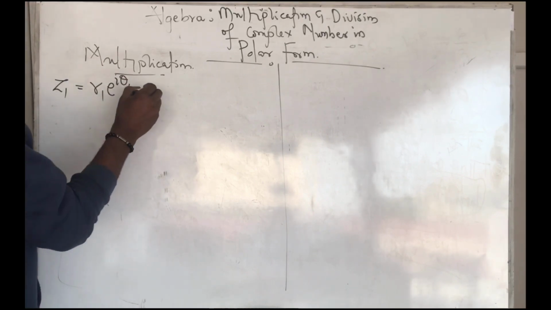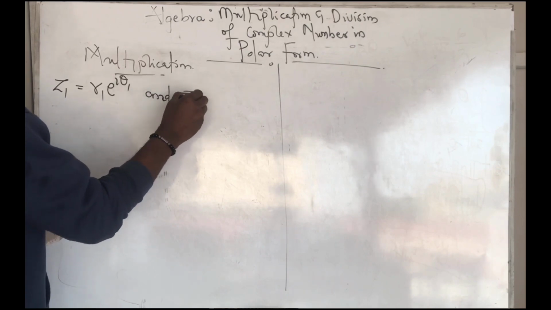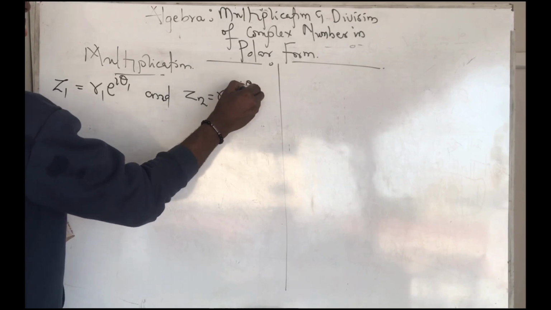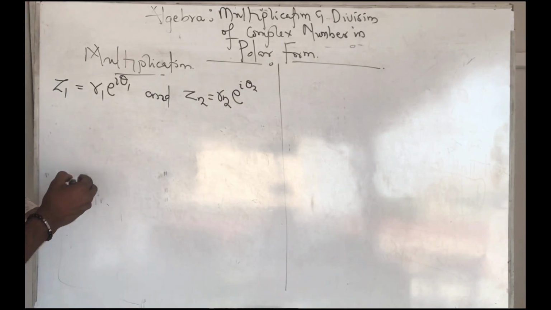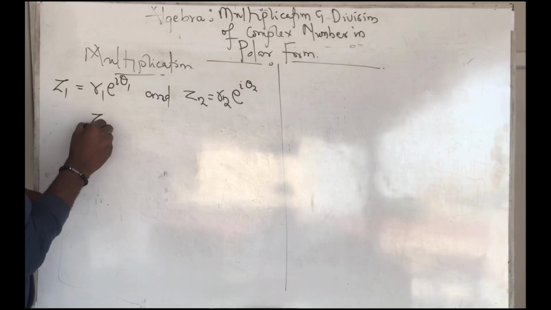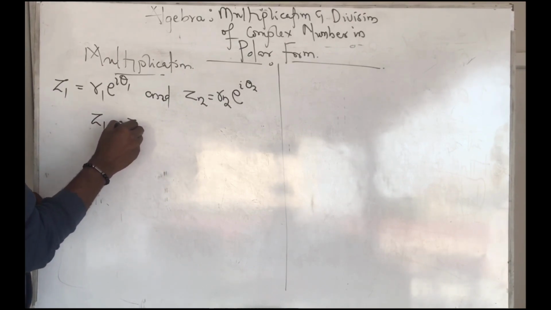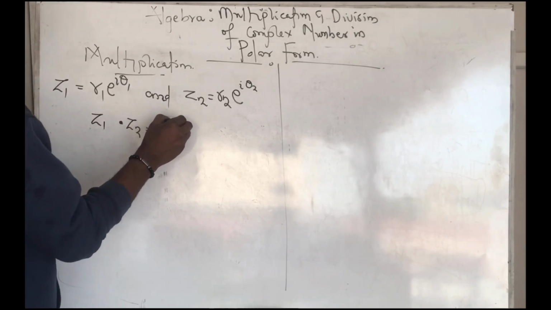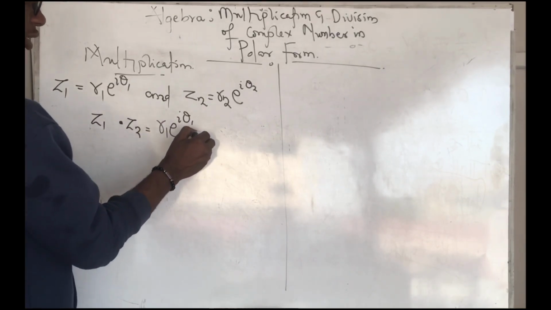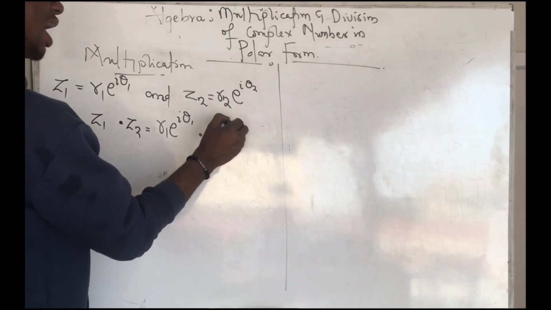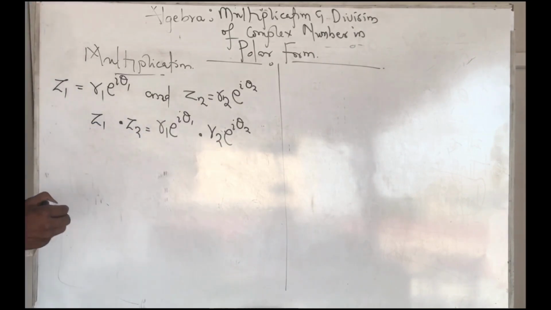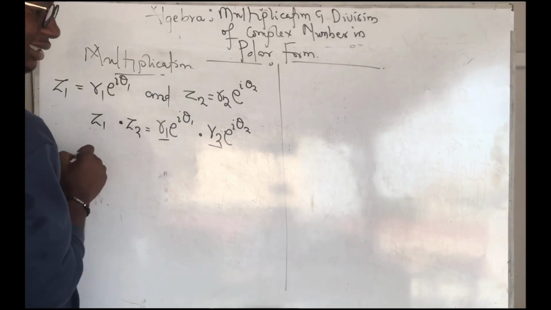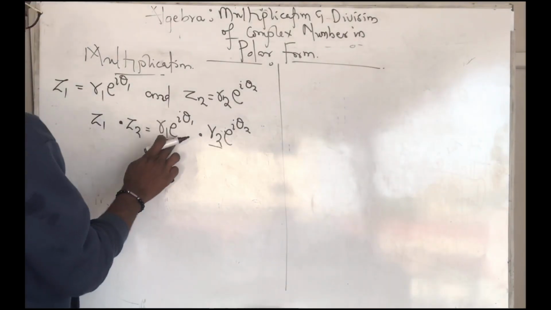With the multiplication, let's assume you have z1, which is equal to r1 e of i theta 1, and another complex number z2, which is equal to r2 e of i theta 2. We want to multiply z1 by z2. So we get r1 e^(i theta 1) multiplying r2 e^(i theta 2). When you get something like this, you can take the real part and multiply the real parts, and later deal with the imaginary part.